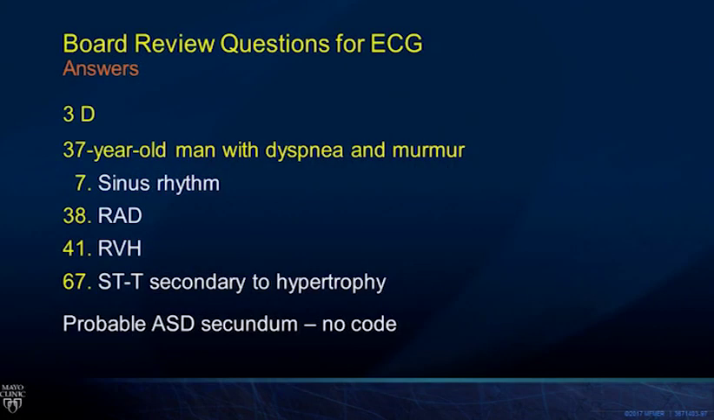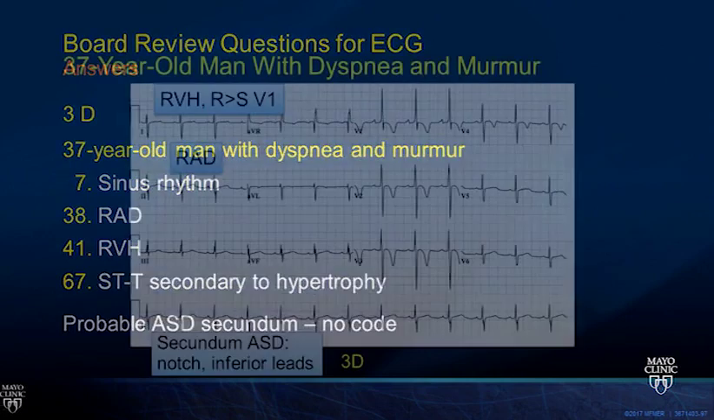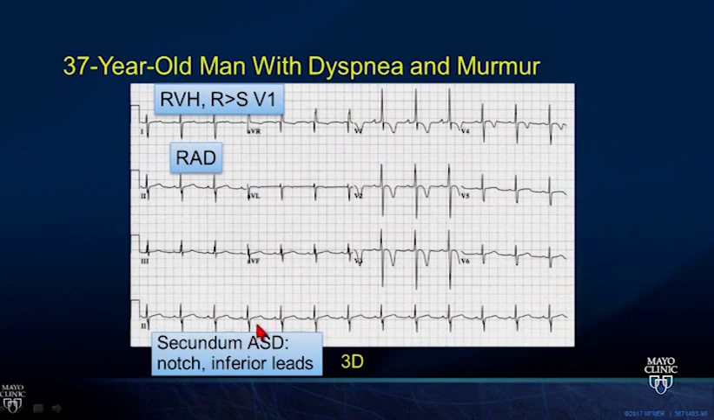Okay. I think this is a hard one, actually. But I code it out as sinus, right axis deviation, right ventricular hypertrophy, and ST-T wave changes secondary to the hypertrophy. This is a secundum ASD. There's no coding for that on the board, so they wouldn't expect a clinical diagnosis for that, and you could say this would be very similar to the previous one I showed you that was pulmonary hypertension, because the same forces and so on are at play.